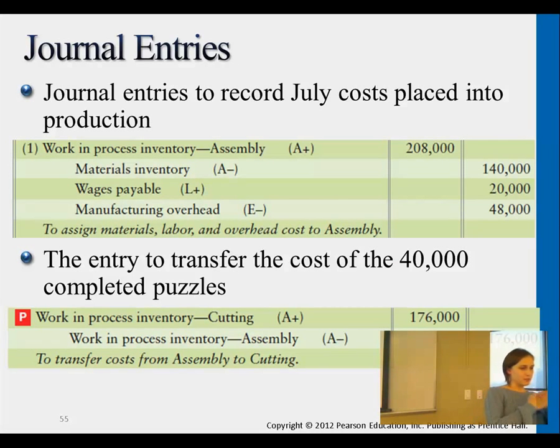Journal entries, favorite part, right? So what are we doing here? We're going to debit work in process inventory for those costs that are placed in production, and then we'll credit materials inventory, wages payable, manufacturing overhead. And then for the 40,000, what are we going to do? We're going to debit work in process inventory for the second process, once we're transferring cost from one process to another.